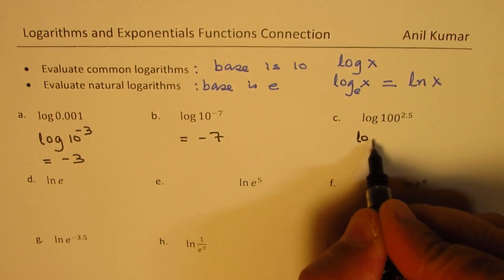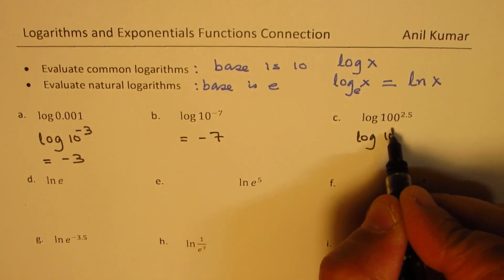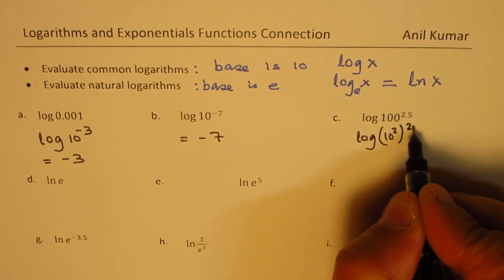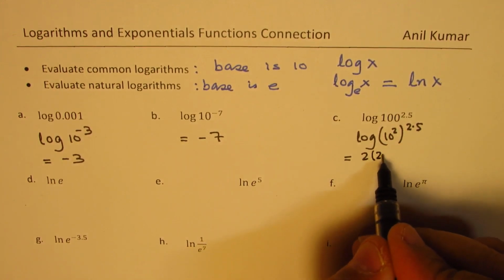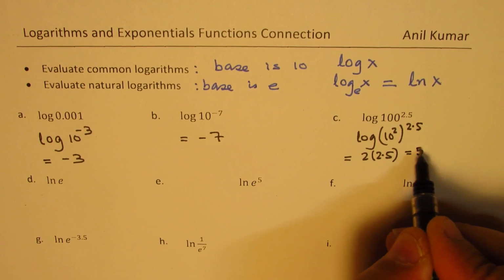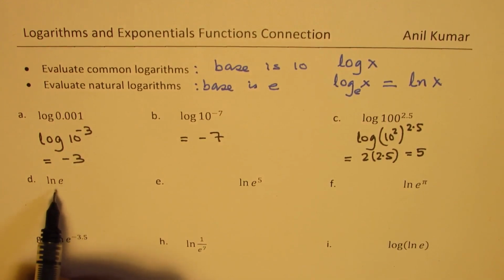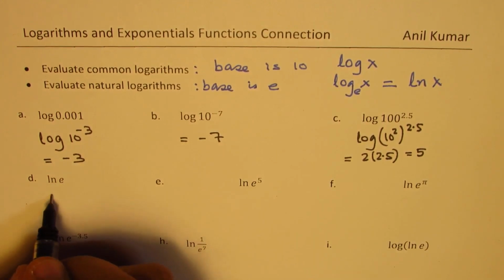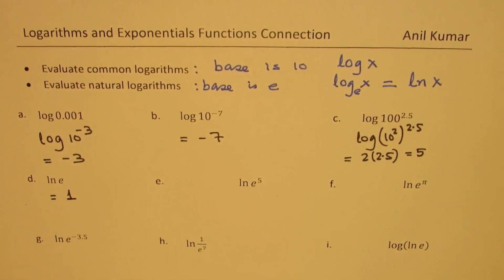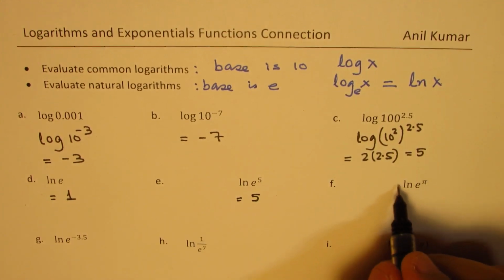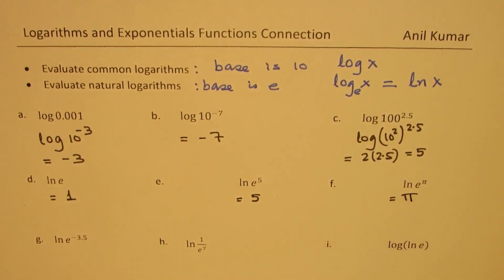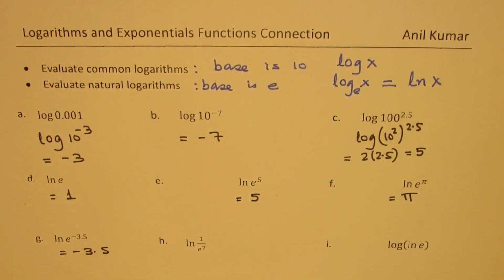Next, 100 times 2.5 could be written as log of 10 squared times 2.5, since 100 is 10 squared, right? So here the answer will be 2 times 2.5, correct? Which is equal to 5. Then we have ln e. Now ln and e are inverse of one another. Ln e will be 1. Ln e to the power of 5 will be equal to 5. Ln e to the power of pi will be equal to pi. And here we have ln e to the power of minus 3.5, which will be minus 3.5. It's as simple as that, correct?